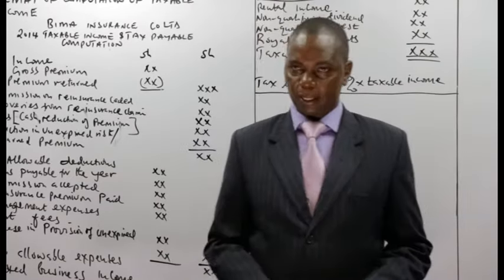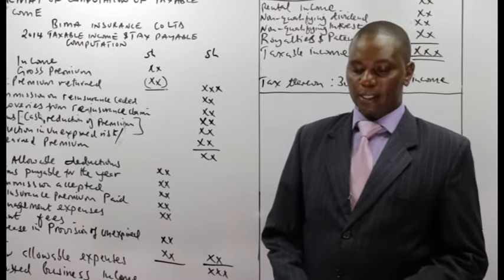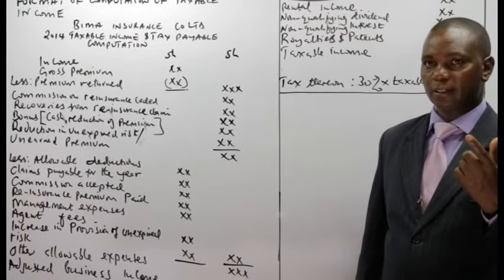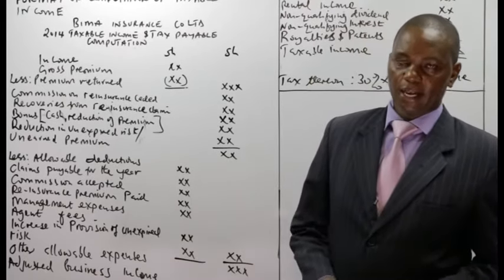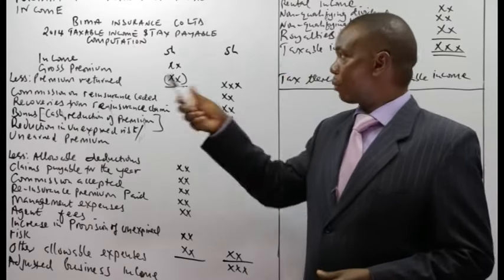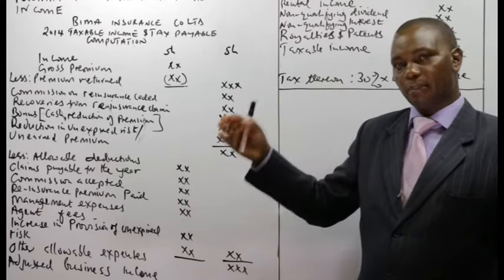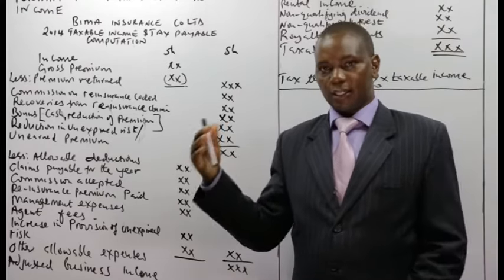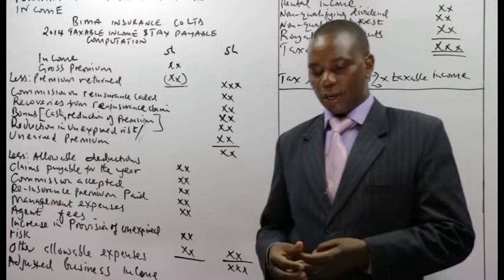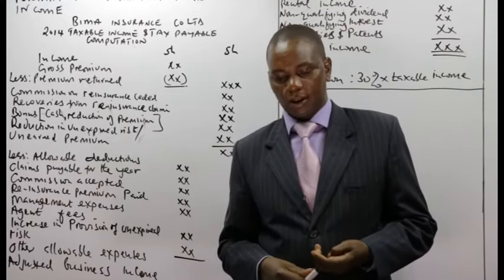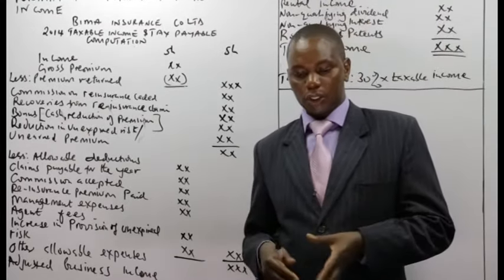Then commission accepted. We have commission accepted here. Commission accepted on insurance is a payment. So in this case, it is a payment to other insurance and reinsurance companies for acting as agents. So Bima Limited insurance company is paying other insurance companies and other reinsurance companies for acting as their agents, and transferring insurance business which the company has accepted. This is what we are calling the commission accepted.